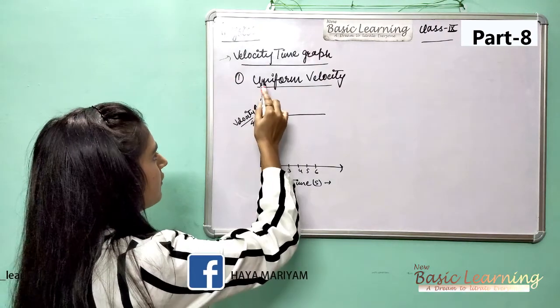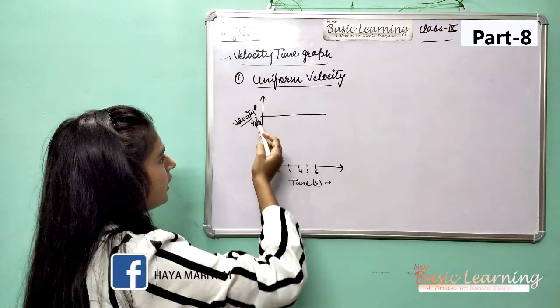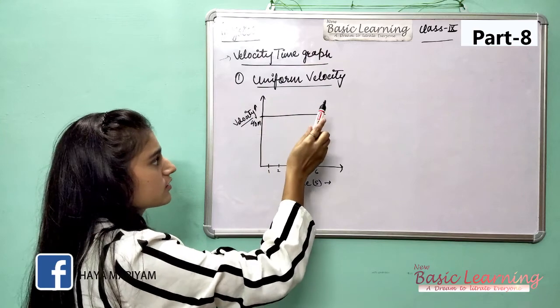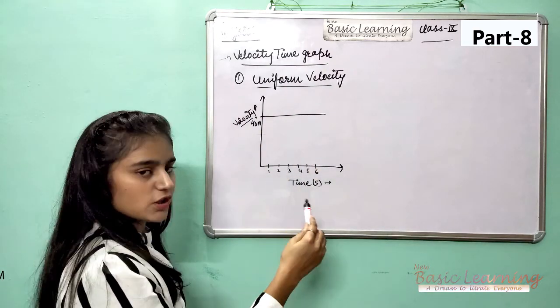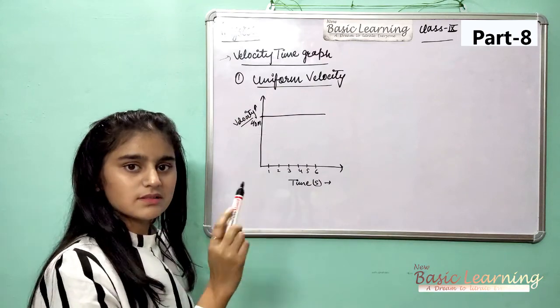Today we are going to start the velocity time graph. What we know about the velocity time graph is that in uniform velocity, the velocity remains the same. Time keeps on changing but the velocity remains the same.